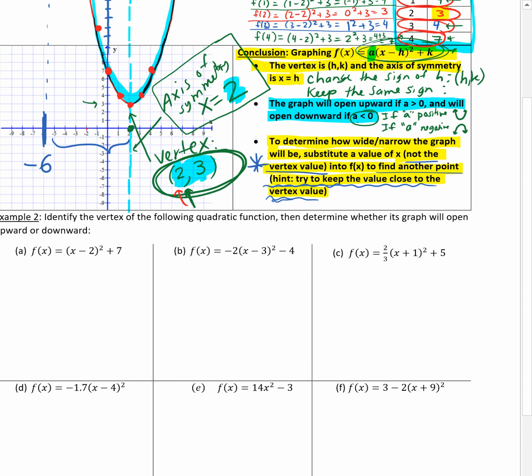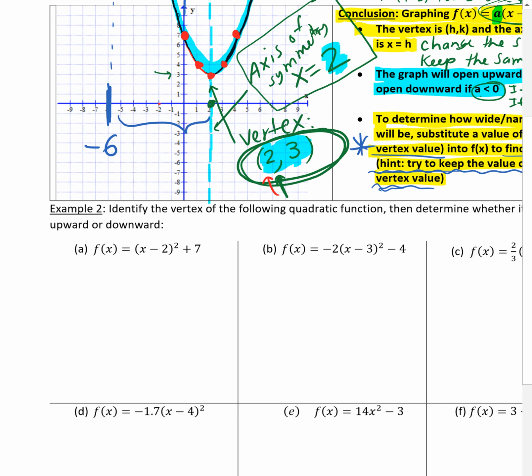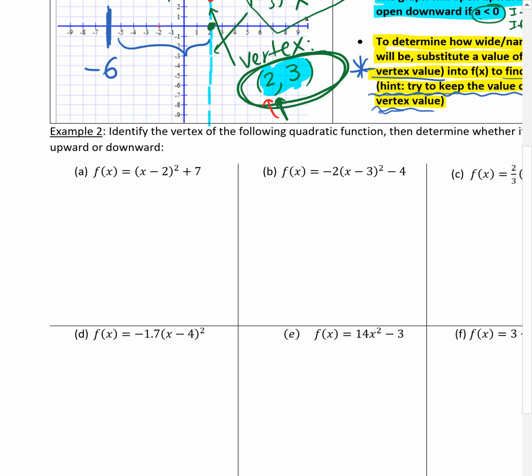So yeah, when we're graphing these, you want to find the vertex, that's one point, but you need one extra point, which you'll find by choosing an x value and plugging it in. But you want to make sure the x value you choose isn't too far from the vertex, because if it's far away, it'll be way too big.